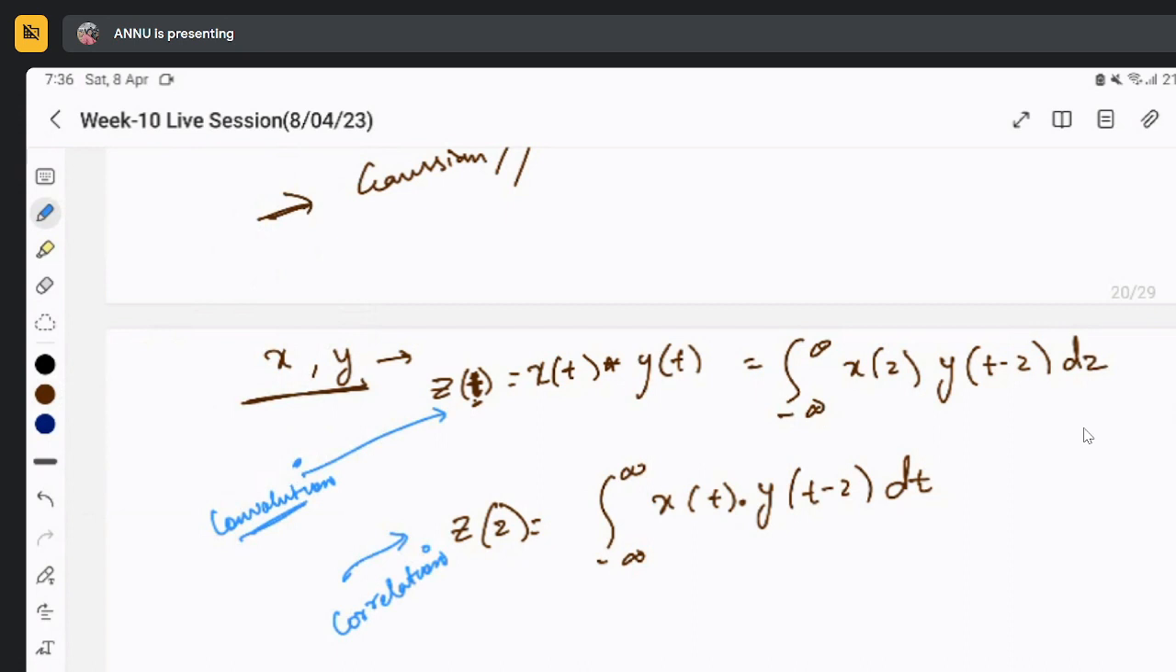But here in correlation, we get it in terms of tau also, because the integration we are doing with reference to t in correlation. You should know this difference very well. You can also have one question out of this. The problem is that in the MCQ they'll put all these things, tau, t, tau, and you get confused.